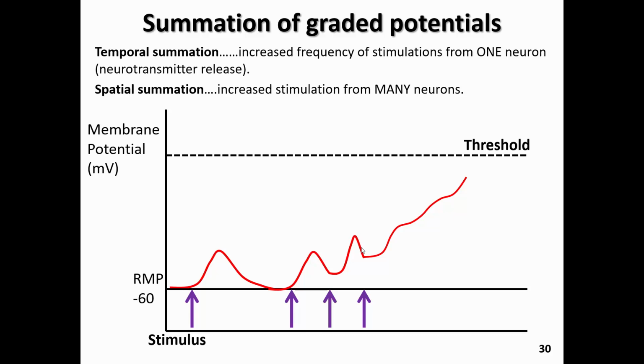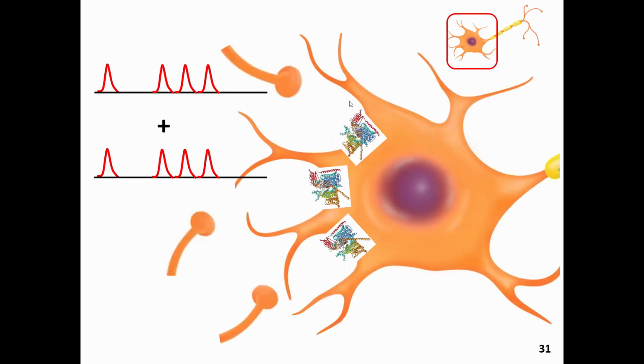As it attempts to return back to the baseline, we see that the number of stimulations from the preceding neuron increase closer in time. And as that happens, the state of the cell, in this case the red neuron, will move closer and closer and closer to the threshold. And this is how temporal summation works.